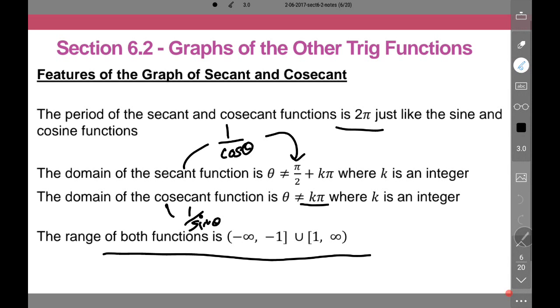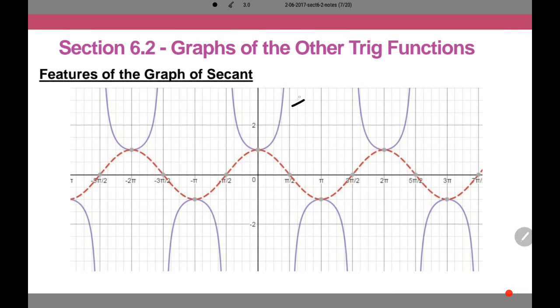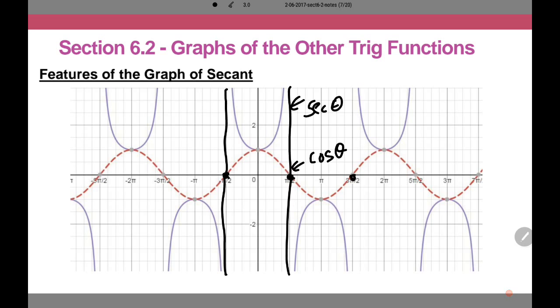Let's look at the graph of that so you can understand that. On this graph, this top part is the secant, and I included the cosine function as a dashed line. So that's the secant of theta, and the bottom was the cosine of theta. I wanted you to see that everywhere that cosine is 0 is where I have an asymptote.